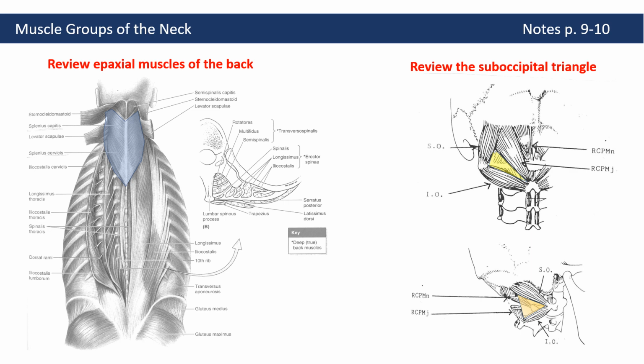Review the epaxial muscles of the back. So we've already now talked about the lateral aspect of the neck and a little bit about the anterior aspect of the neck. But the epaxial muscles and hypaxial muscles, they're going to make up the posterior part of the neck. Also review the suboccipital triangle and its contents, its borders, what's going through it, and so on.